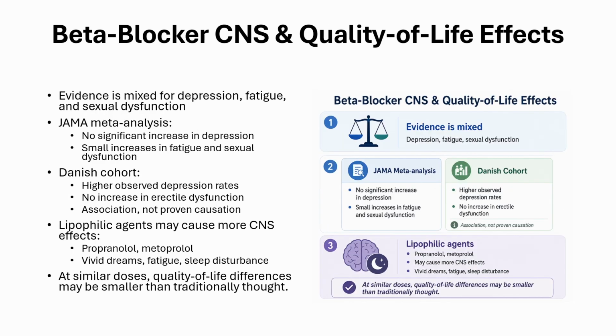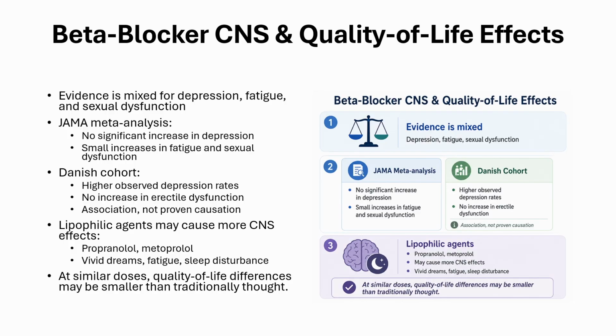There is conflicting evidence regarding beta blocker side effects such as depression, fatigue, and sexual dysfunction. A landmark JAMA meta-analysis of 15 randomized controlled trials involving more than 35,000 patients found that beta blockers were not associated with increased depressive symptoms compared with placebo. However, they were associated with a small but statistically significant increase in fatigue and sexual dysfunction. Approximately 1 additional fatigue report per 57 patients per year and 1 additional sexual dysfunction report per 199 patients per year. Fatigue was reported more often with early generation agents than with later generation agents.